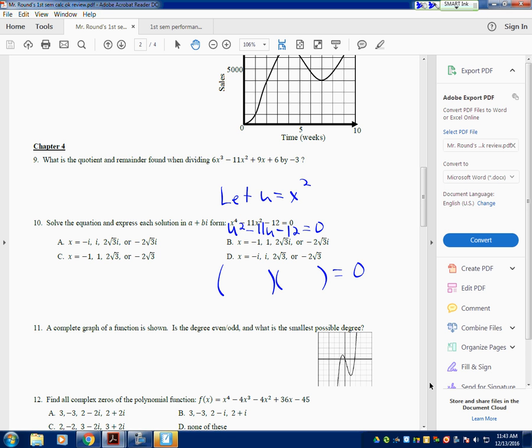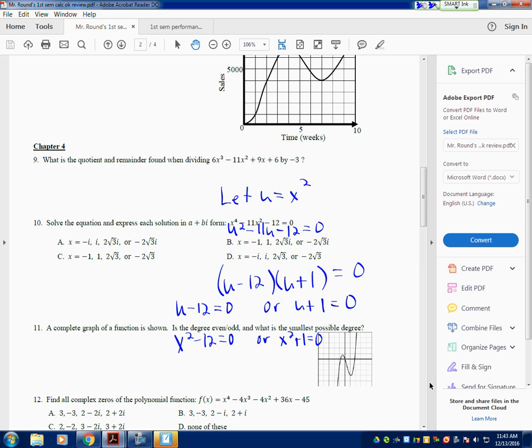It's pretty easy to factor. U minus 12, u plus 1. And then the zero product property says, okay, set both of these equal to 0. Except that u is not what we're trying to solve for. We're trying to solve for x squared. So replace u with x squared: x squared minus 12 equals 0, or x squared plus 1 equals 0.